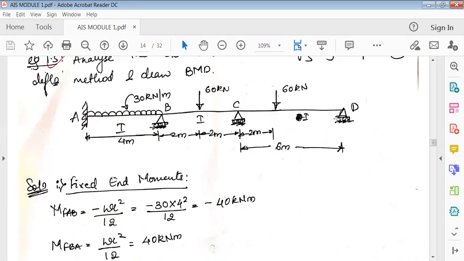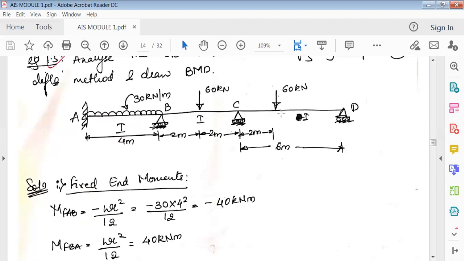So you can see here there are three spans, 1, 2 and 3, and all the spans have the same I value. It is a combination of all three types of loading here. AB is a span wherein there is a UDL of 30 kN per meter, with a span of 4 meter. Then BC is a span which has a concentrated load at the center, that is 60 kilonewton, and CD has a load of 60 kilonewton, but this is an eccentric load. So these are the three spans.